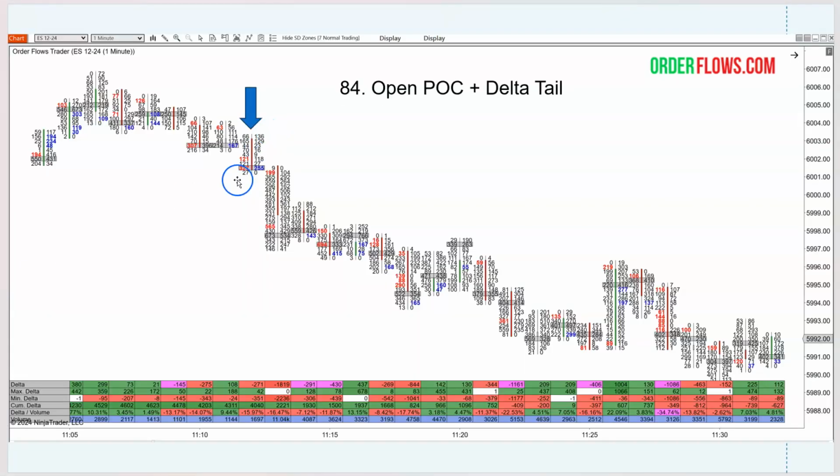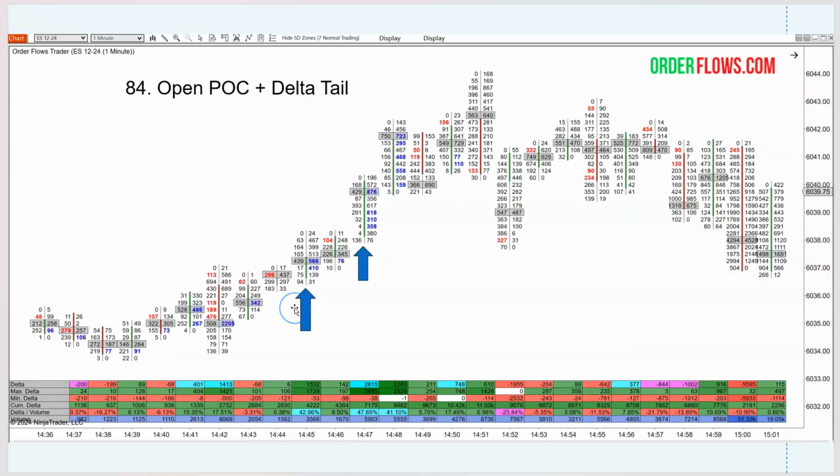Okay, so here we go. Here's your open point of control. And this bar also exhibits a delta tail. So you have your positive delta at the top, offer side of the red candle. Then it's all at price, all negative delta on the way down. Okay, so you have aggressive selling all on the way down. The opposite is true for bullish signals.